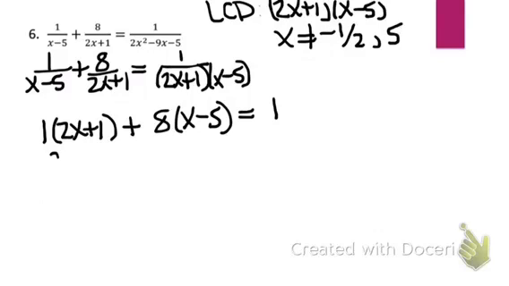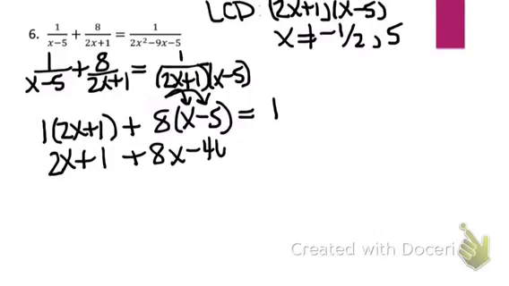1 times 2x plus 1 is just going to leave me with 2x plus 1. Here I'm going to have to distribute to give me 8x minus 40 is equal to 1. Now you can start moving things over, but I don't have an x squared this time, so I don't have to worry about factoring for once. Now I just need to solve for x, get everything away from x, and solve, okay?